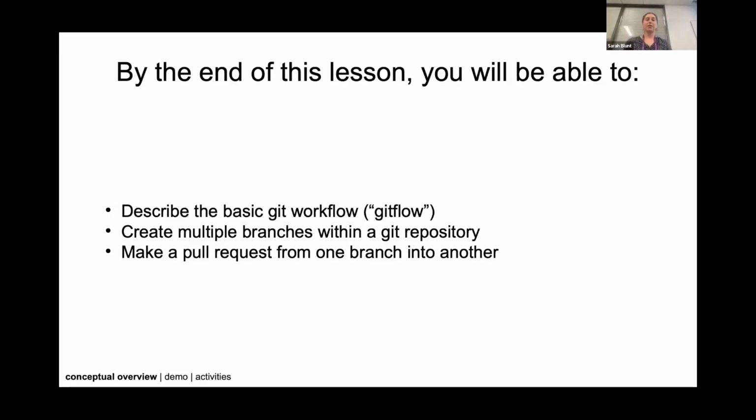All right, so just to remind you about the goals for this lesson and where we left off yesterday. The goals of this lesson are to be able to describe the basic Git workflow, which we shortened to Git flow, to create multiple branches within a Git repository, and make a pull request from one branch into another. Yesterday we talked through conceptually what Git flow means and how you do it in practice, and also the advantages and disadvantages of it.